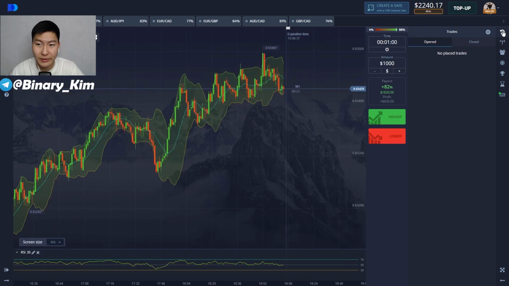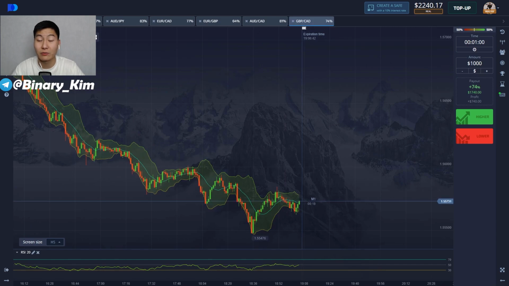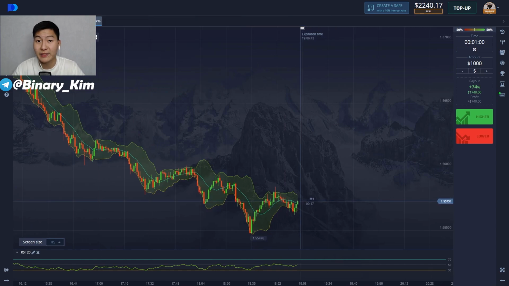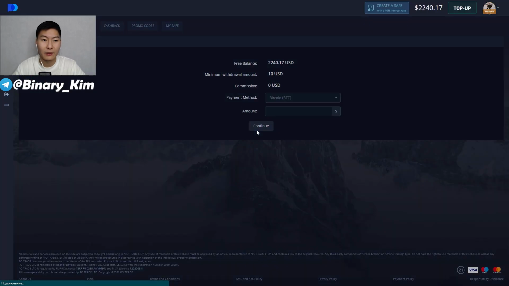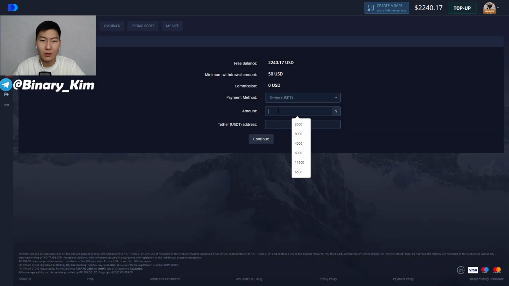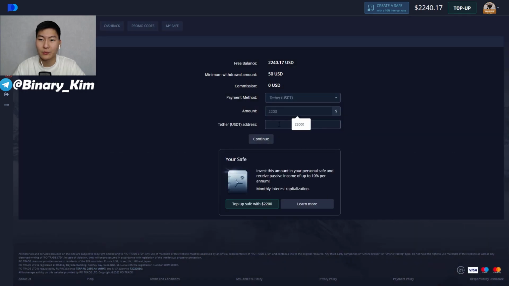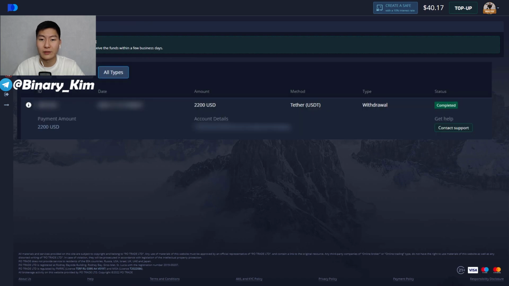This is where we stop for today. I'm happy with such an outcome, considering the fact that we started from $40. Let's withdraw the money. Let it be $2,200. Press the continue button. So the transaction is being processed. I'll touch the screen as usual. That's what we've managed to reach today by using these indicators.